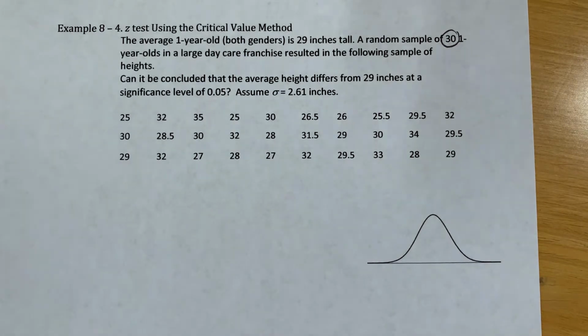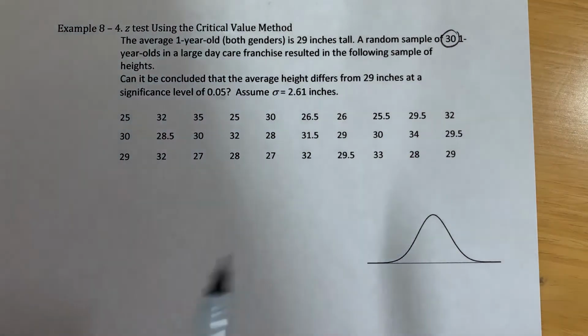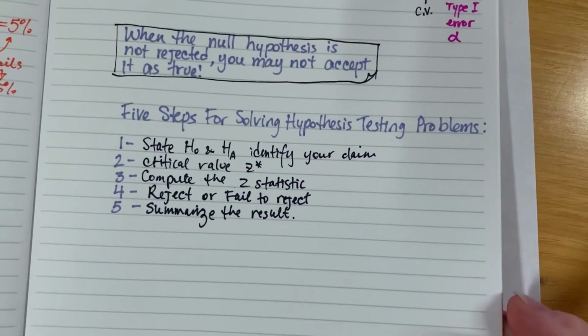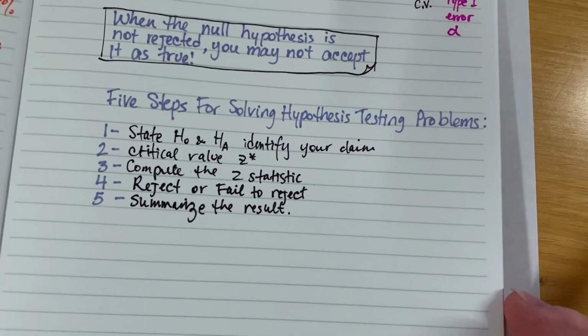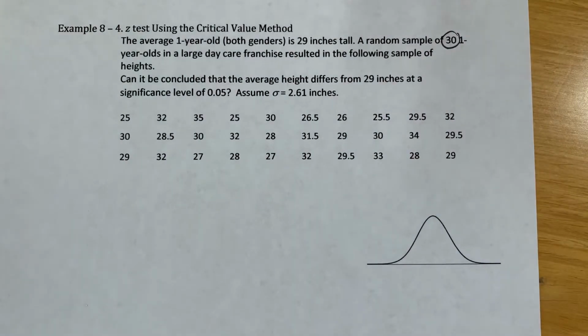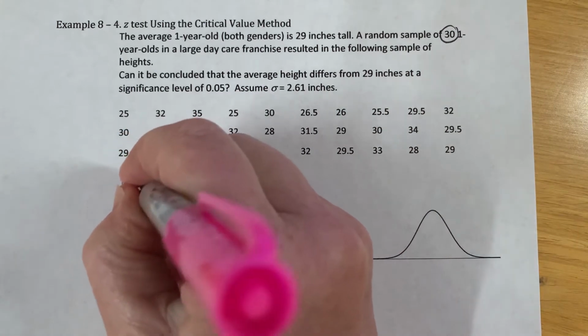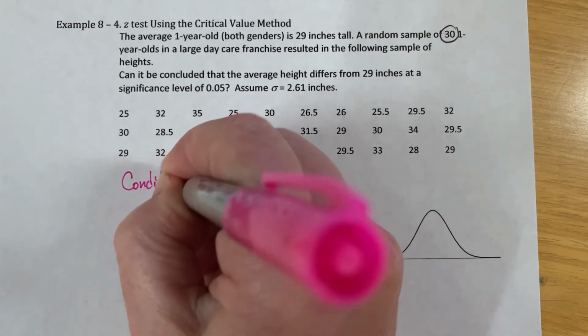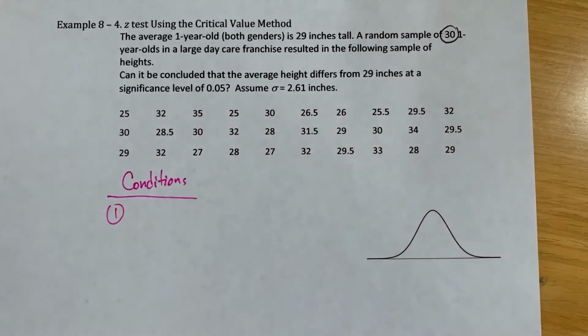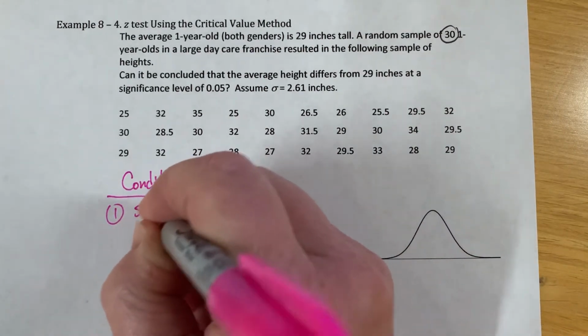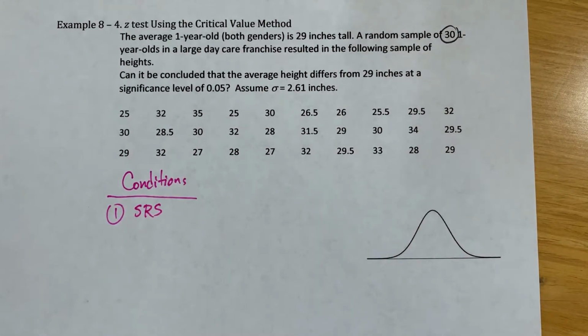Okay, so let's begin. Remember, our 5 steps are to state the null. I'll remind you over here that it is to state the null and identify the claim. So before I even begin step 1, one of the things that I tend to do is to check my conditions. So let's look at the conditions for the sample. Step 1, do I have an SRS? Okay, do I have a random sample here?